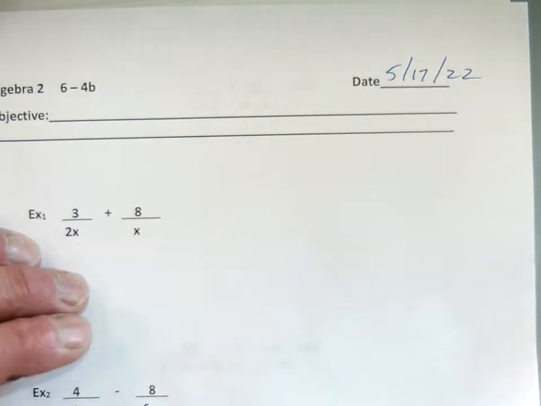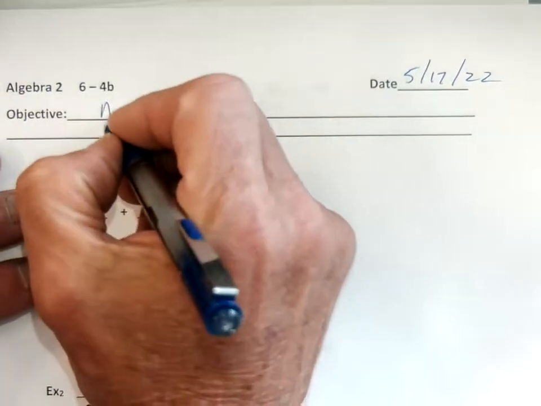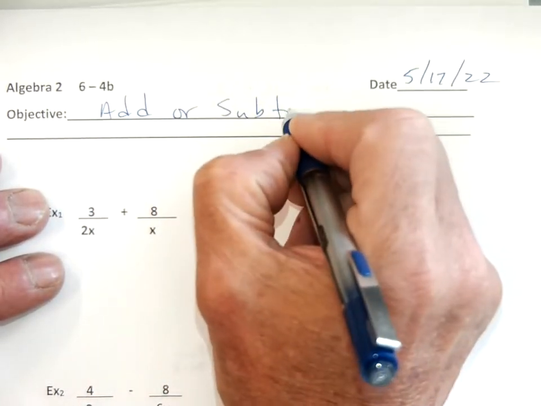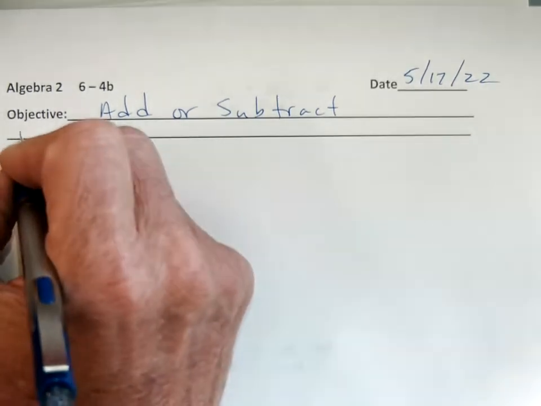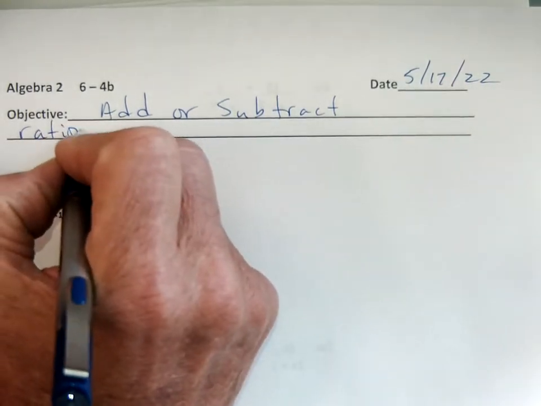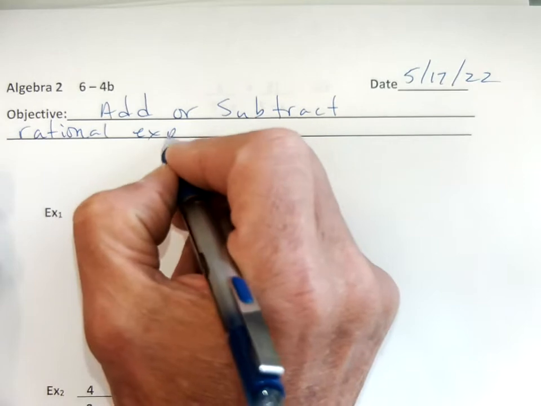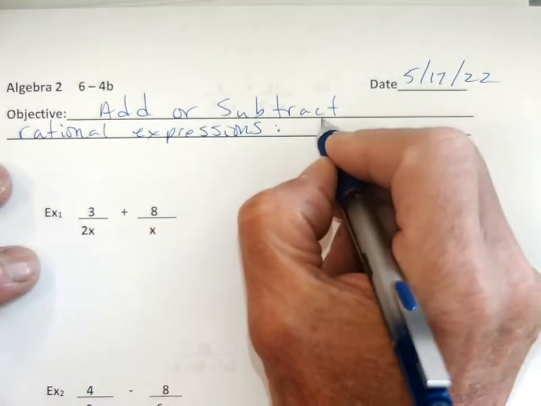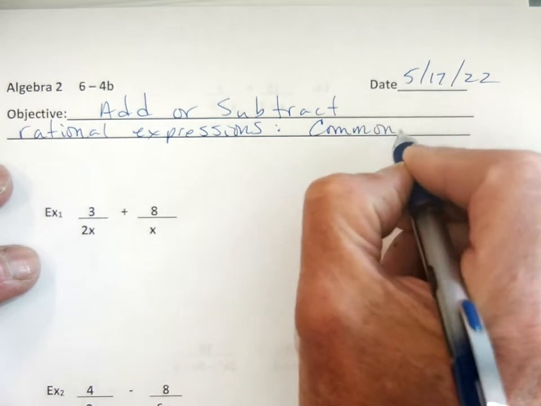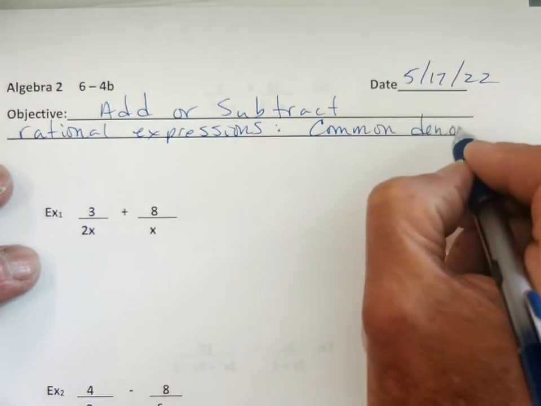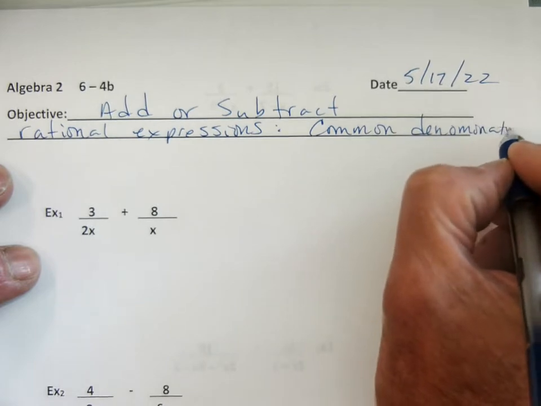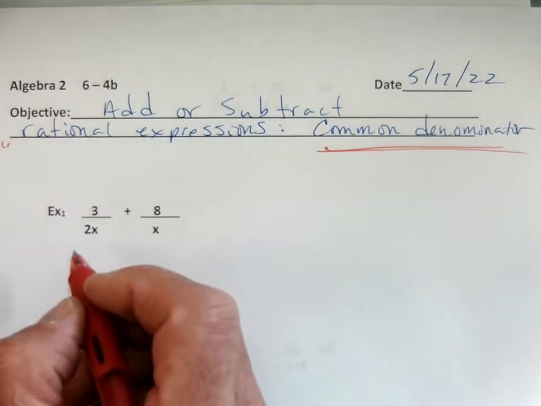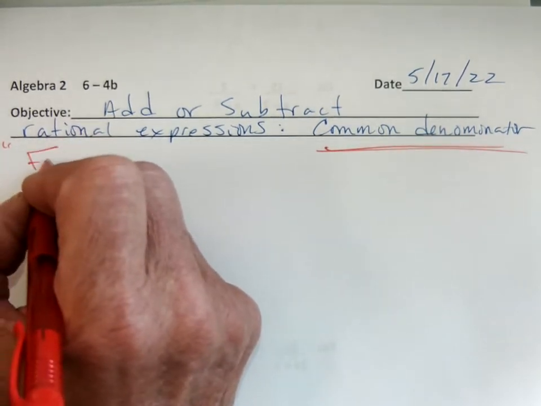Okay, so today is 5/17/22. Our objective is going to be to add or subtract rational expressions. What we need is a common denominator. That's our lesson, is really getting the common denominator. A rational expression just means a fancy word for a fraction.